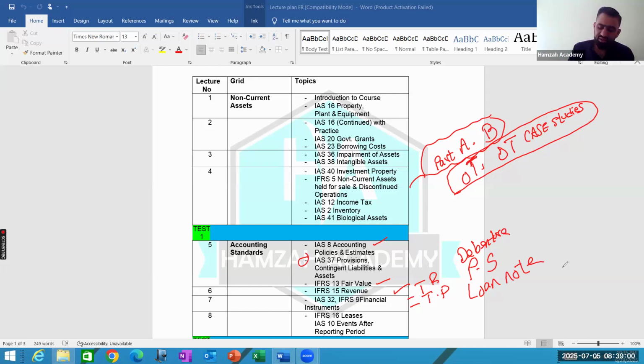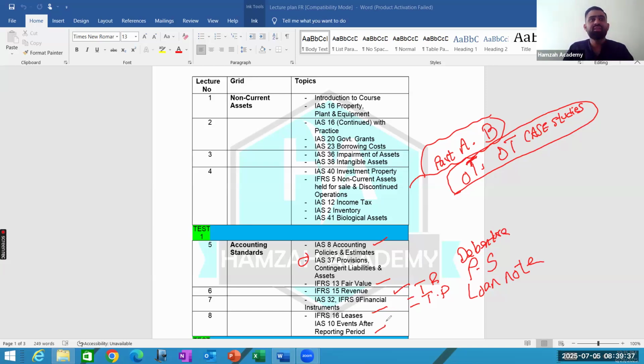Then we have the next topic, which is IFRS 16. In IFRS 16, I will be teaching you the accounting of leases. Sometimes instead of purchasing the asset in cash, we acquire the asset in a lease format, meaning on installment. In simple words, you get an asset on installment basis. That is known as a lease arrangement or lease agreement. So how should we account for the lease? We will learn in IFRS 16.